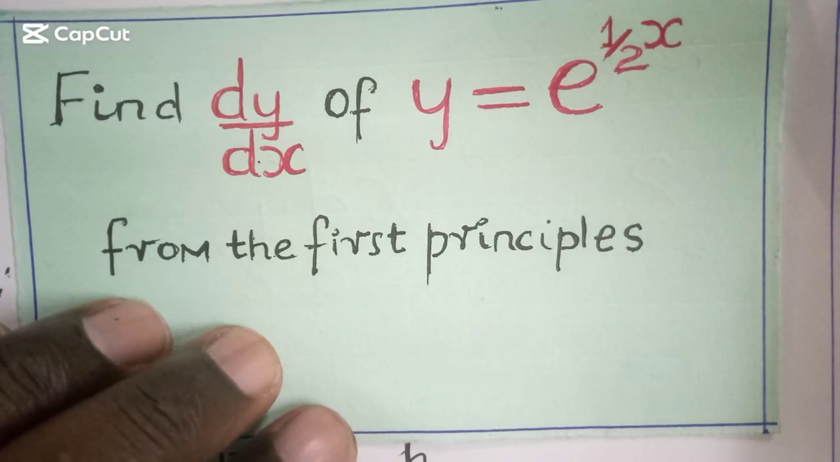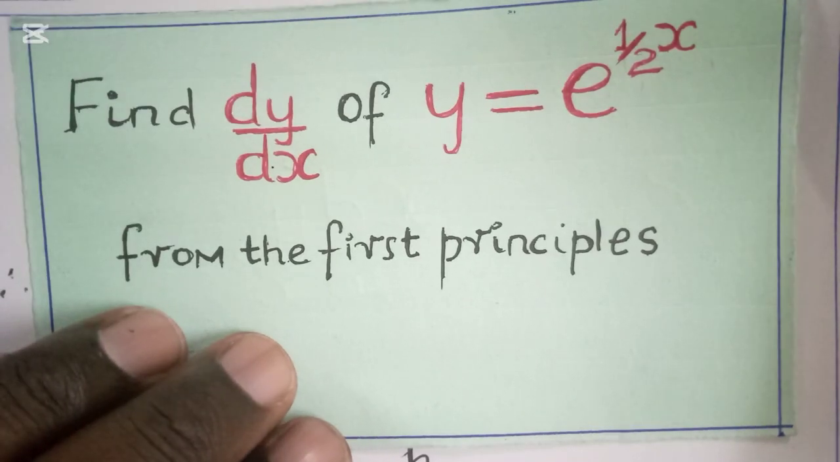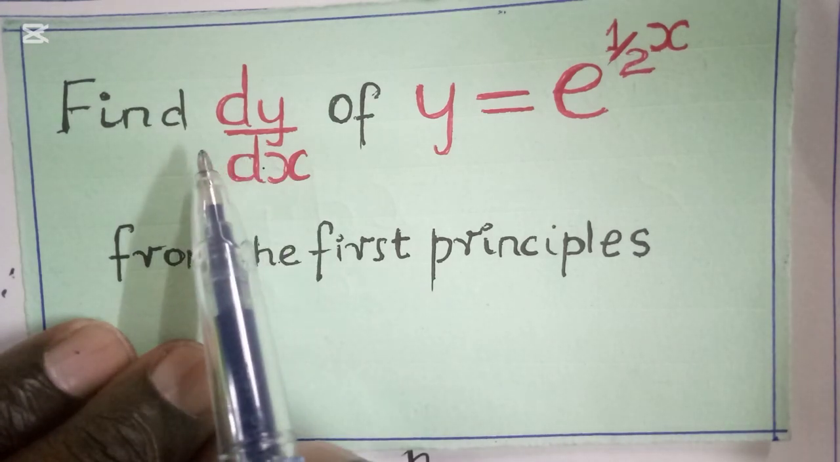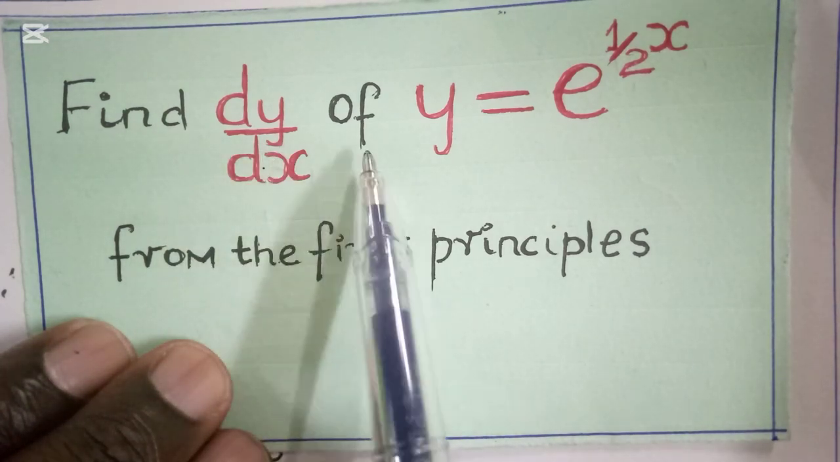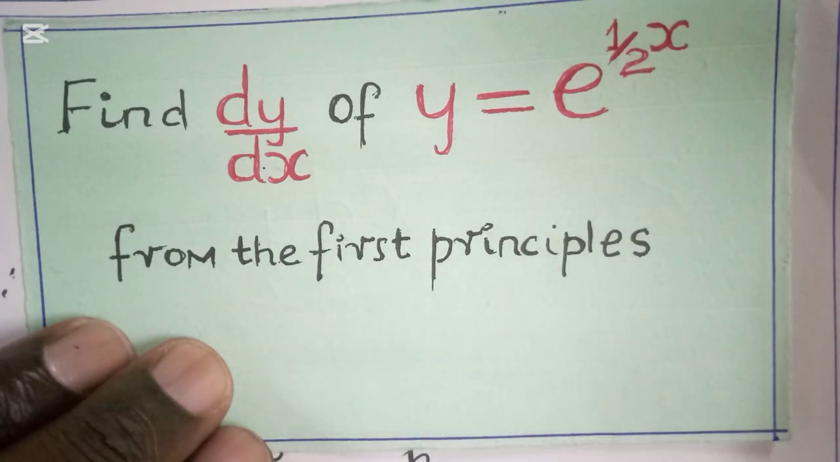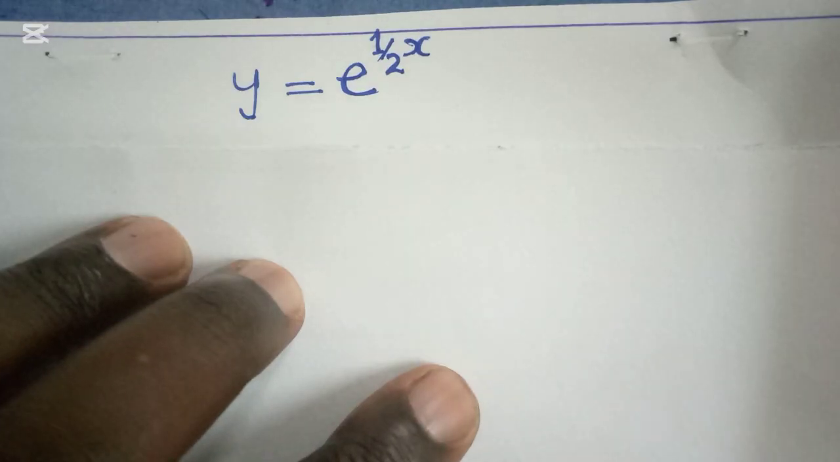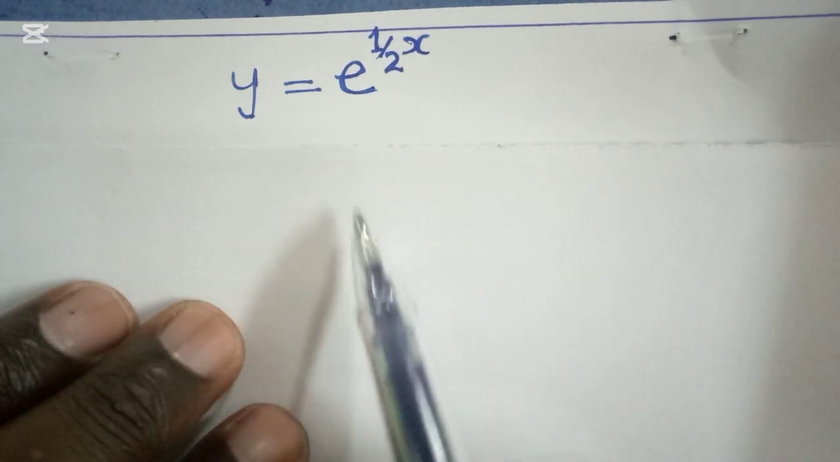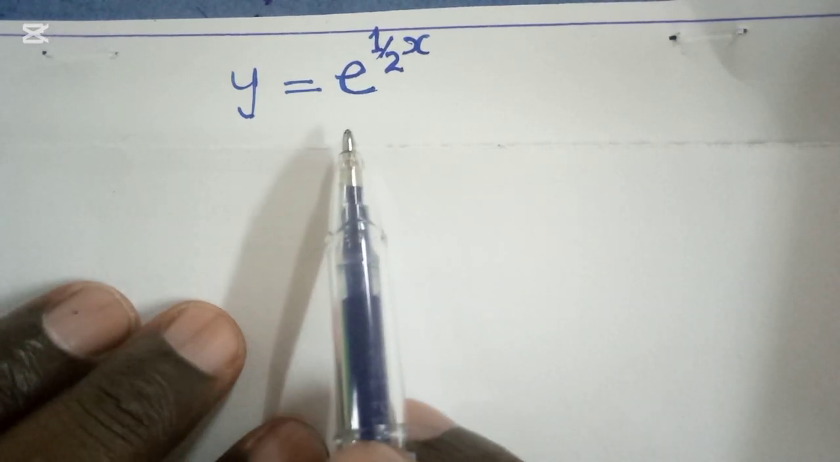Hi guys, here is a question for us. I read the question. The question states: find dy over dx of y equals e raised to a half x from first principles. So guys, here is our question. We want to find dy all over dx from first principles.